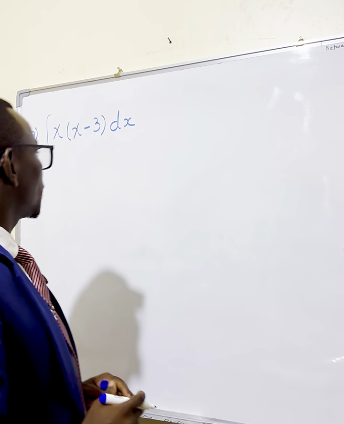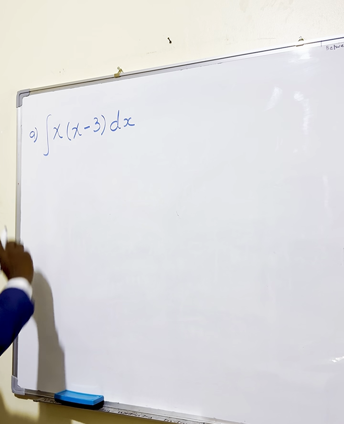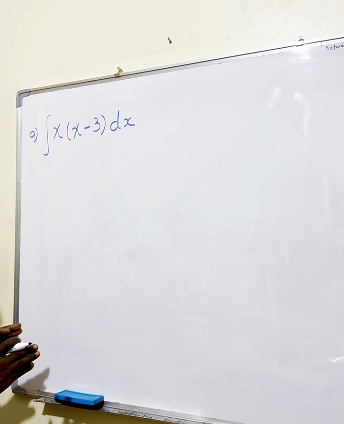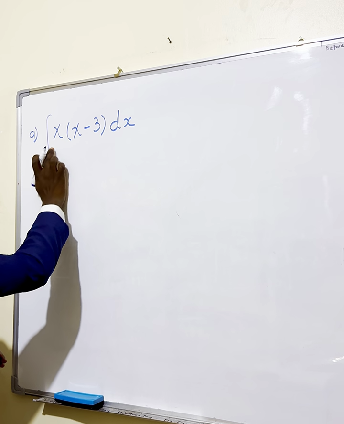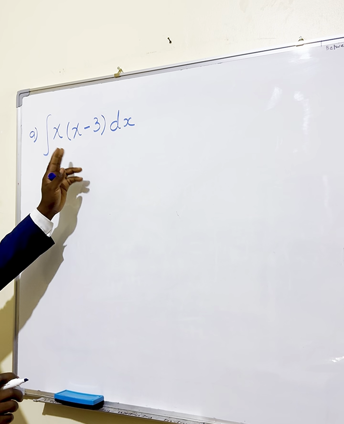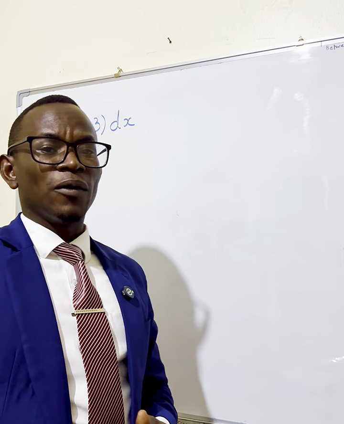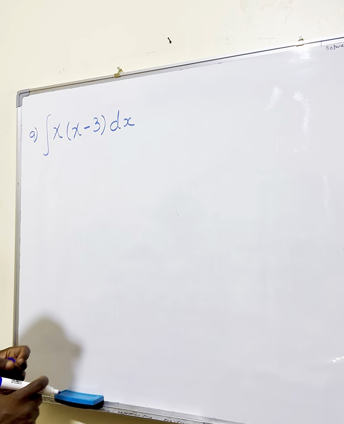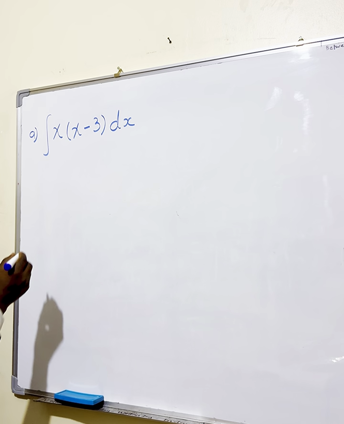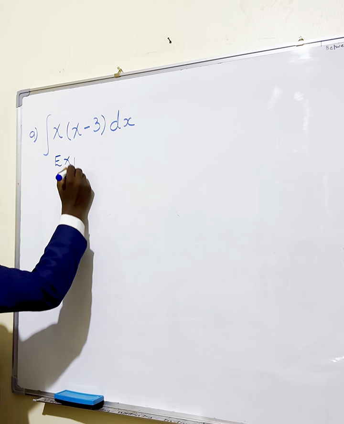Today we are going to help this student to do this exercise. Now, part A of the exercise, they want us to integrate x. We open up the brackets, x minus 3, close the brackets, then we multiply with a dx. Now the first step, we are going to expand the what? The brackets.